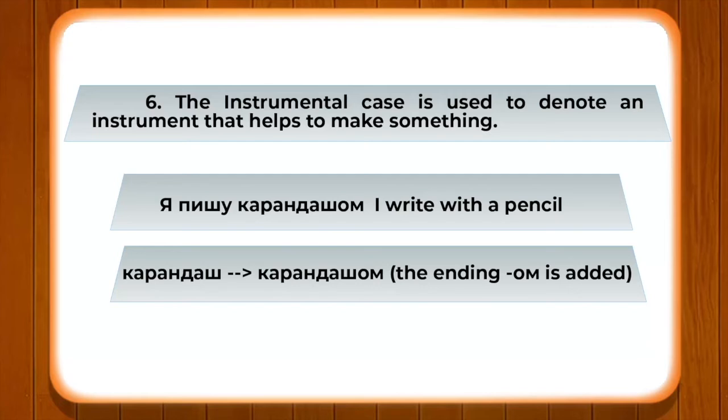And many other examples like ya idu domoy s bratom. I am going home with my brother. Ya idu domoy s sestroy. I am going home with sister. So these kind of constructions you will also find in the instrumental case where we use s, with.